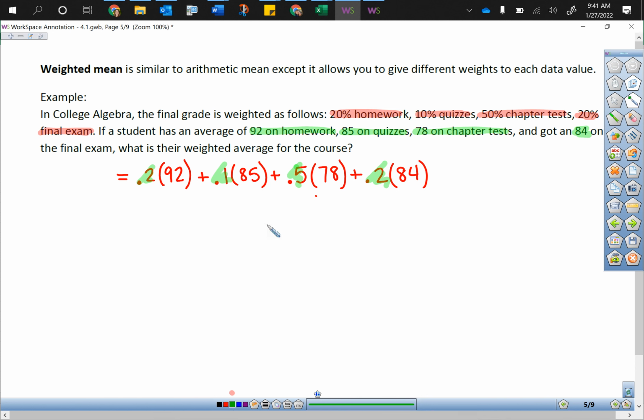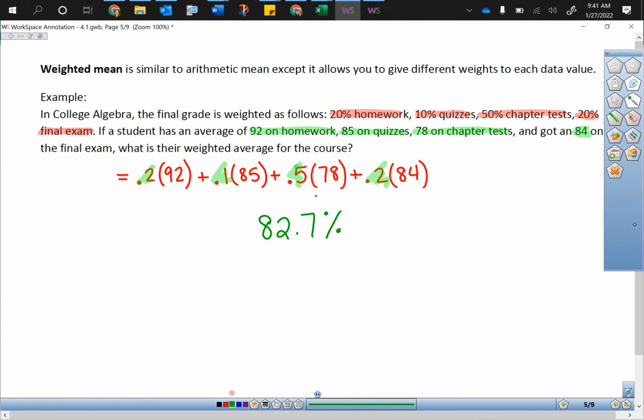And what do we get? 82.7. That means they got an 82.7 in their class. That's their absolute grade, which means they got a B. So that's how weighted means or weighted averages are calculated. Take the weight, you multiply it by the average of each section.